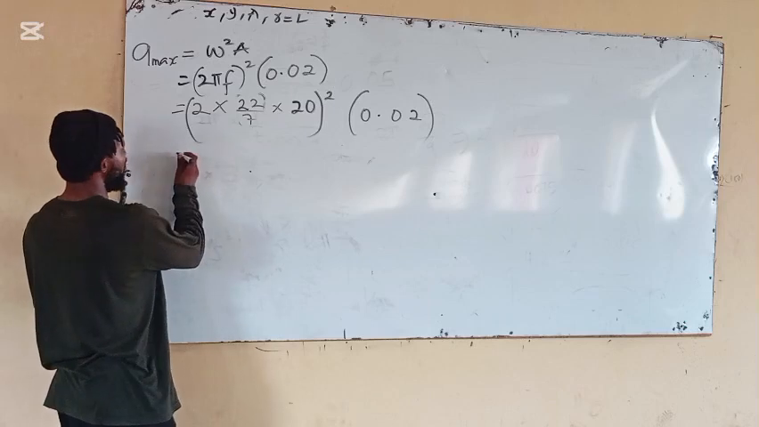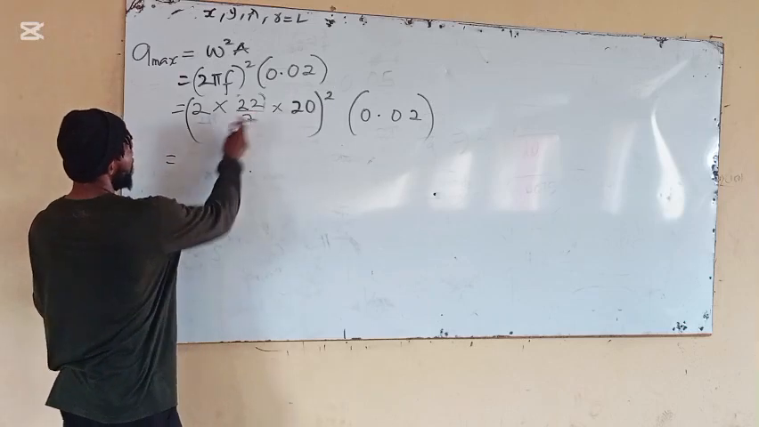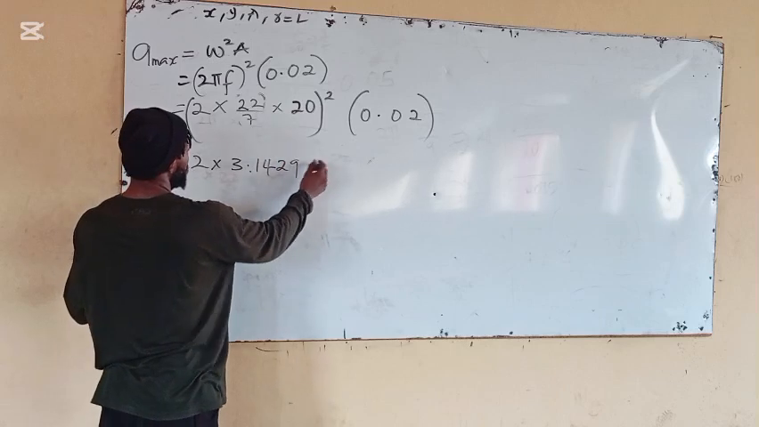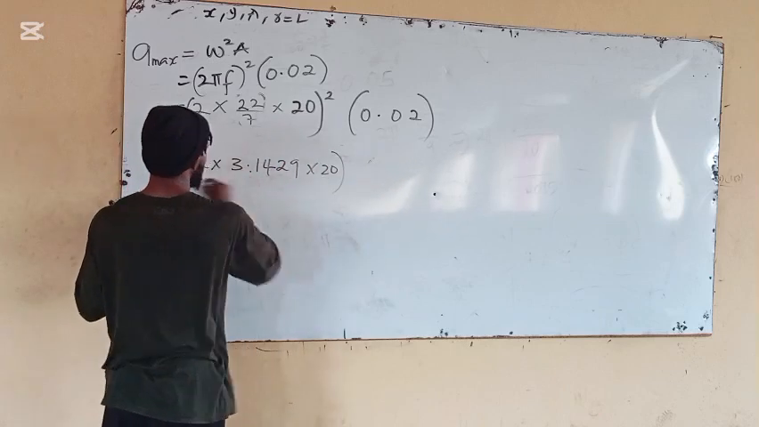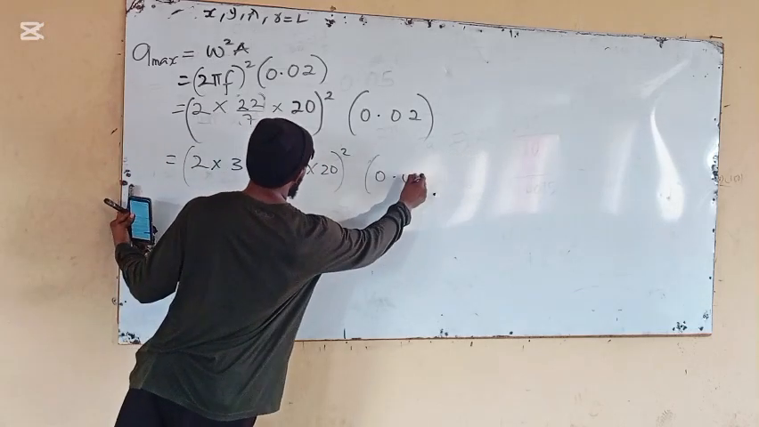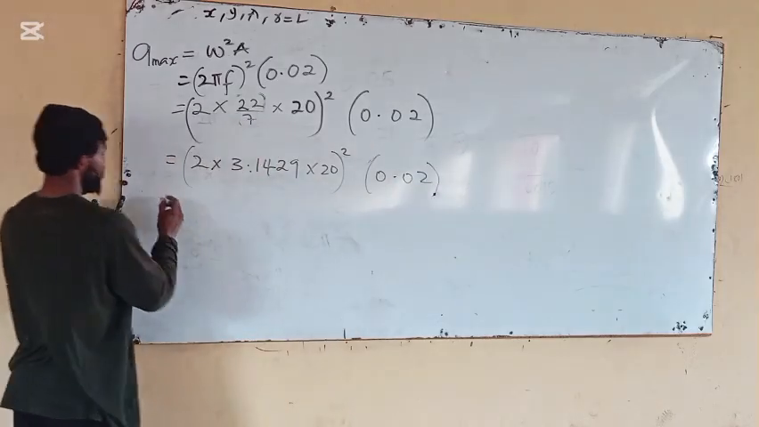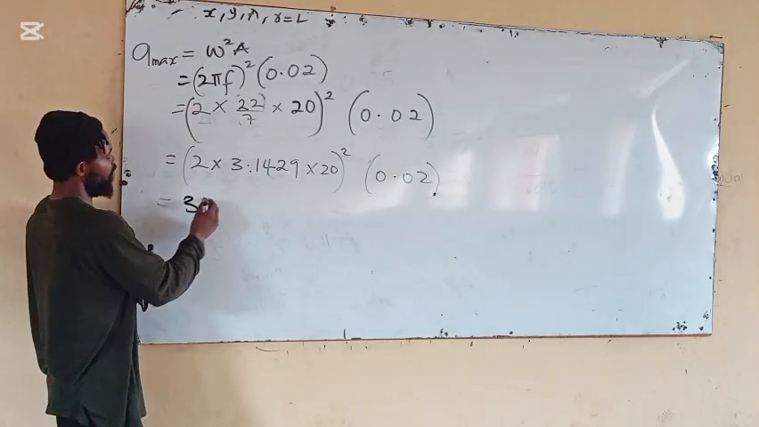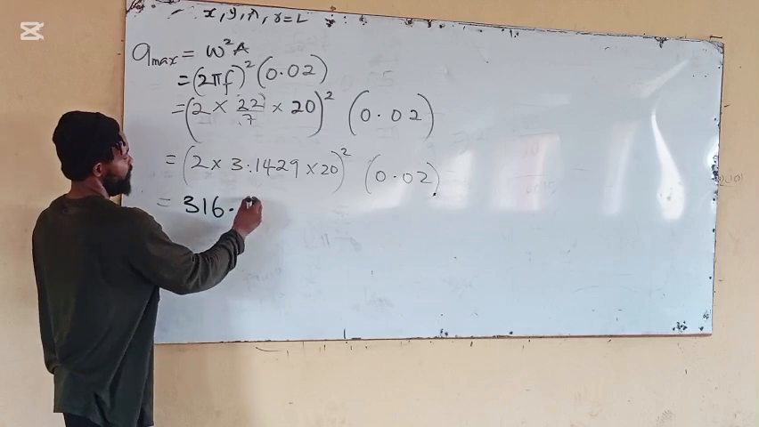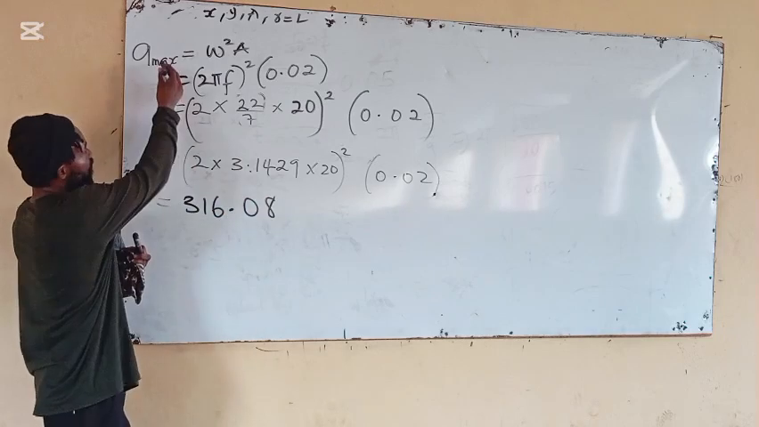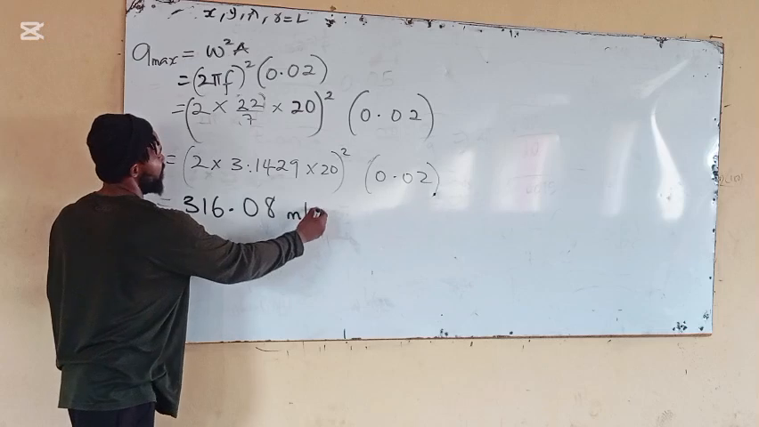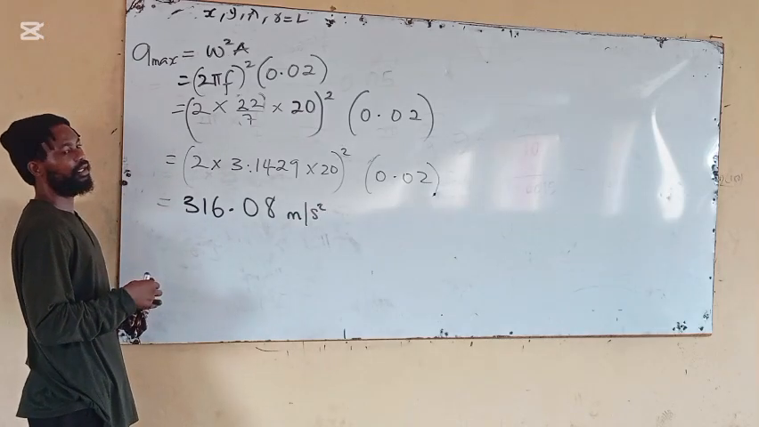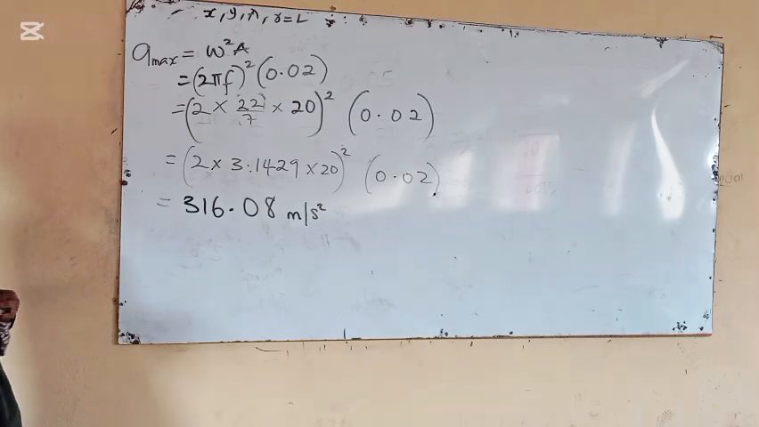Alright, so if I do this, I will now have that this is going to be, look for me. Okay, this is 2 times 3.1429, should be? Times 20. But do everything and then take the square. Then times 0.02. Give me a phone. 316.08. Okay, and you know it's acceleration, which means it's meter per second squared. Okay. So, use 2 pi. Leave it that way.